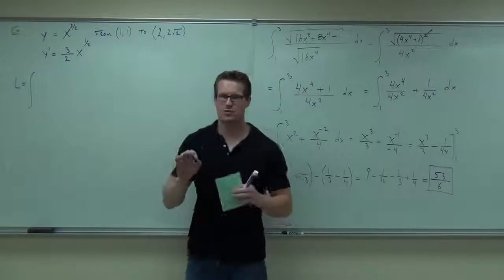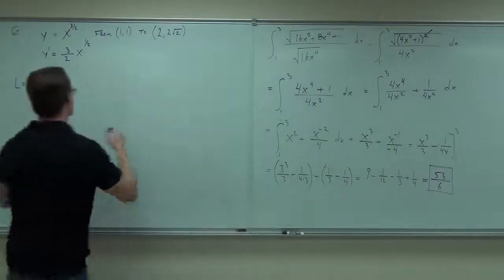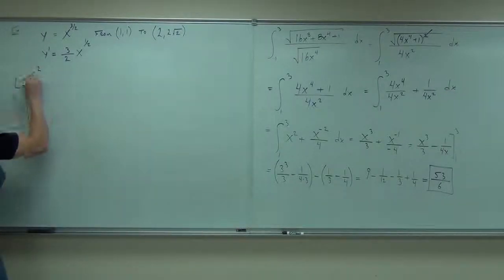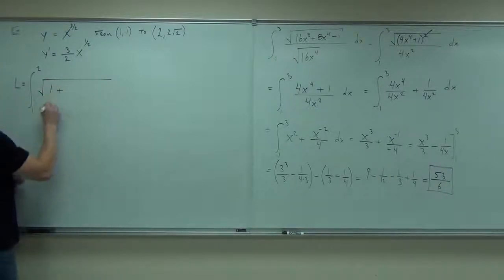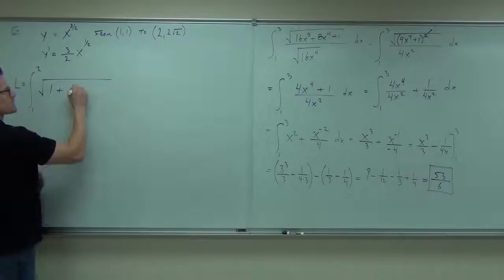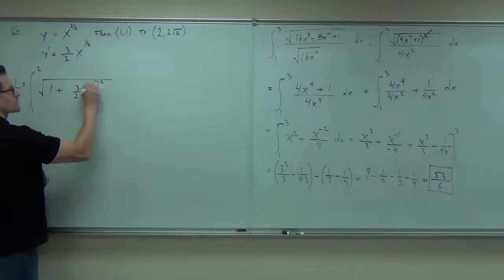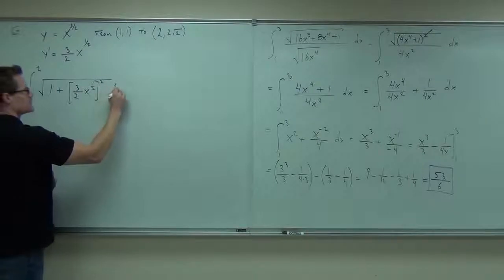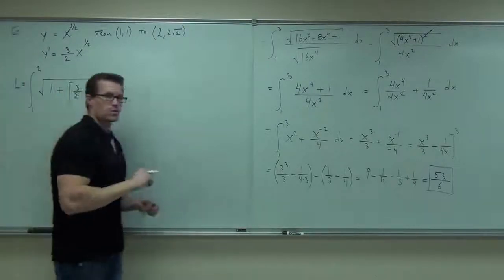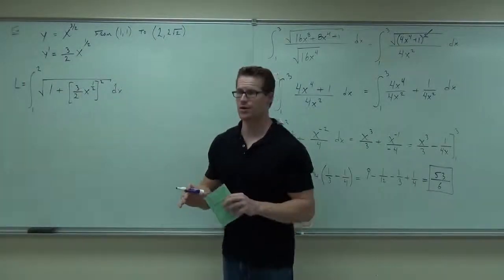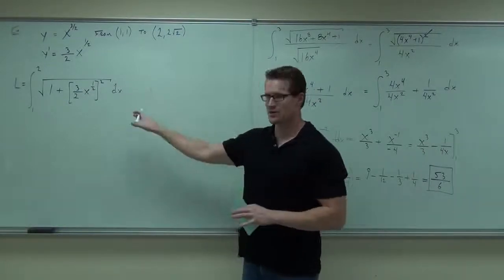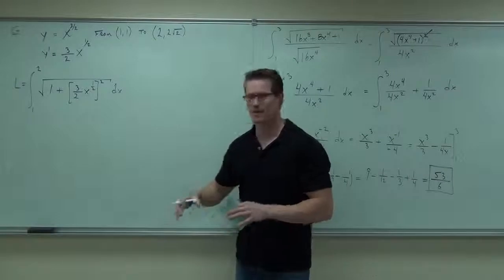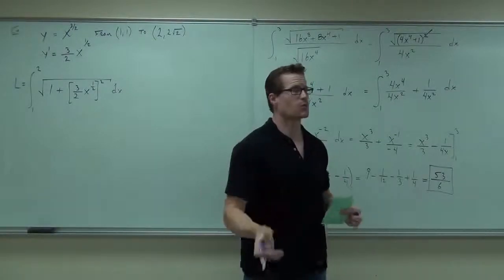So because I'm in terms of x right now, I'm going to go from 1 to 2, square root of 1 plus, I've already taken the first derivative, we've got 3 halves x to the 1 half, don't forget to square it, dx. Are you okay on the setup, ladies and gentlemen? Honestly, are you okay with it? Okay. That's the calculus. We're going to have a whole bunch of algebra and then a little bit more calculus. Let's see if we can work through this thing.